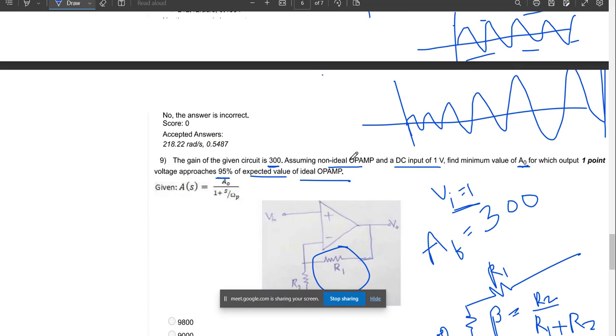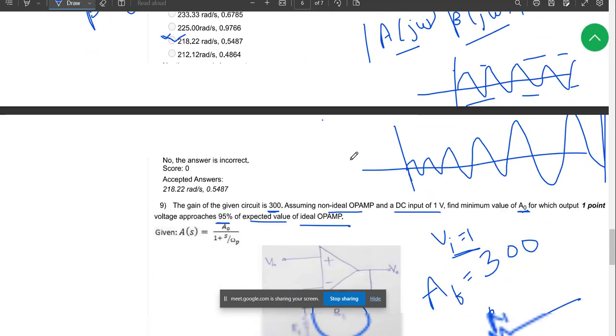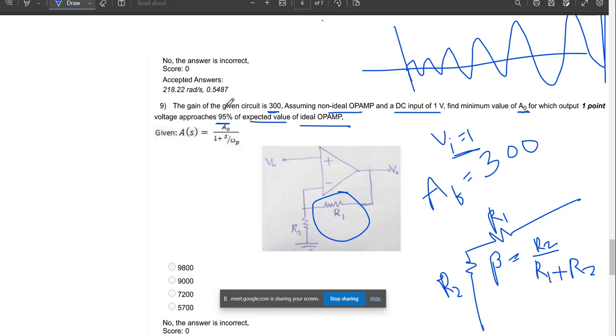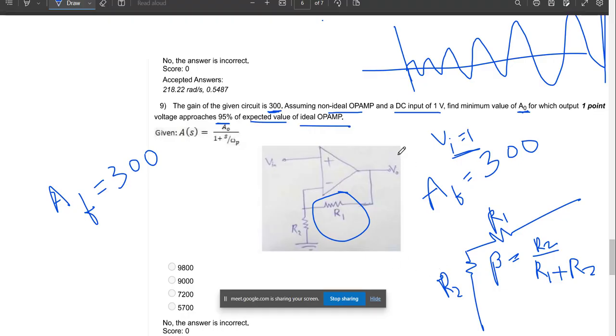So here, the gain of the given circuit is 300. The gain AF is already given as 300. It is given in the question. So for ideal, it is already given as 300.